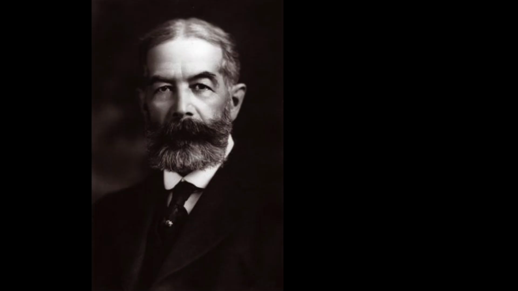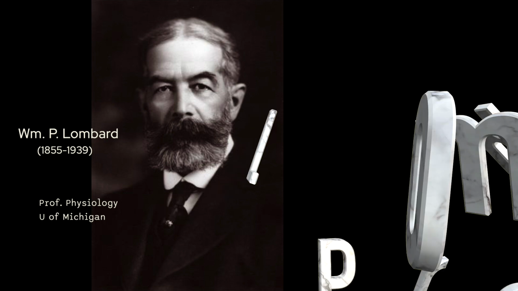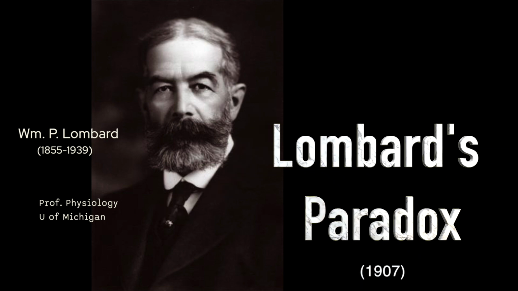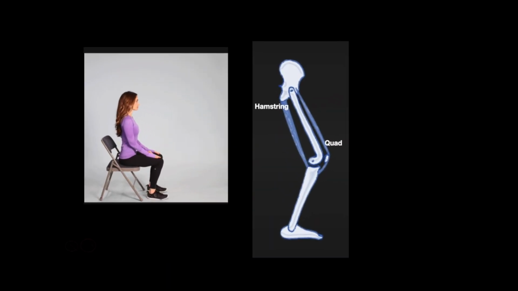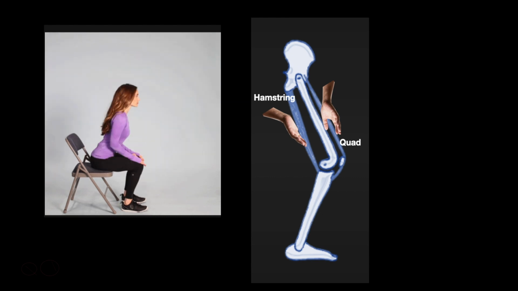Let me introduce you to one of the pioneers in the studies of biodynamics, William P. Lombard, professor of physiology at the University of Michigan. In 1907, he described what has become known as Lombard's paradox. Let's have a go at it. Put one hand on your anterior thigh and your other hand on your posterior thigh. Now stand up.